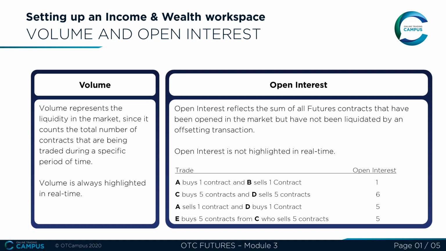Let's go through a simple example to illustrate open interest. A buys one contract and B sells one contract. Open interest is now 1. C buys 5 contracts and D sells 5 contracts. Now the open interest increases to 6. A sells 1 contract and D buys 1 contract. So now the open interest decreases to 5. E buys 5 contracts from C, who sells 5 contracts, so the open interest stays at 5.